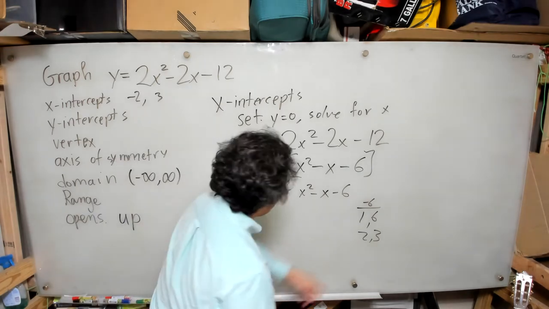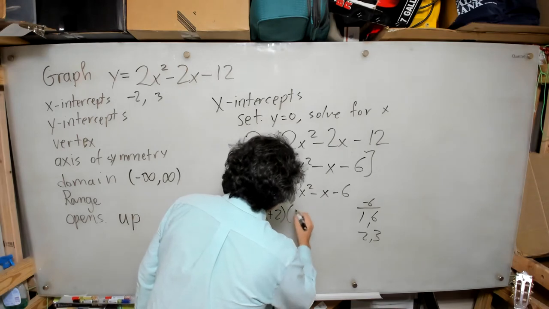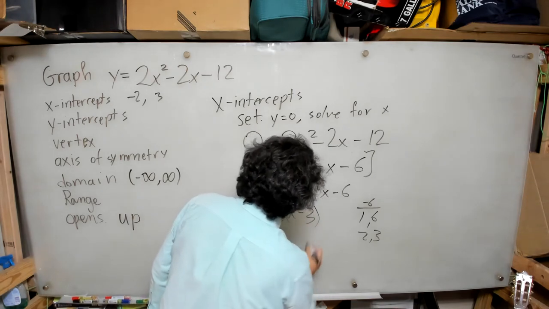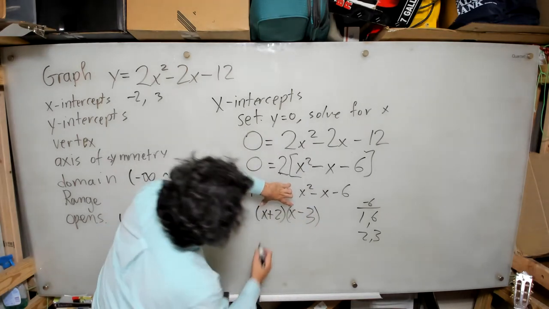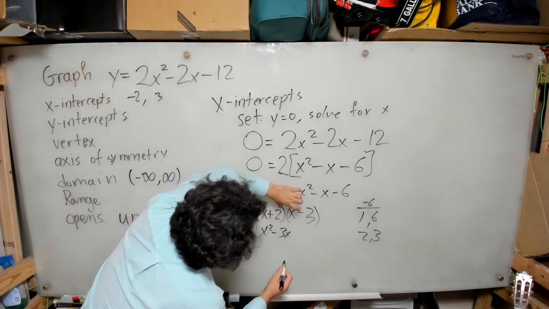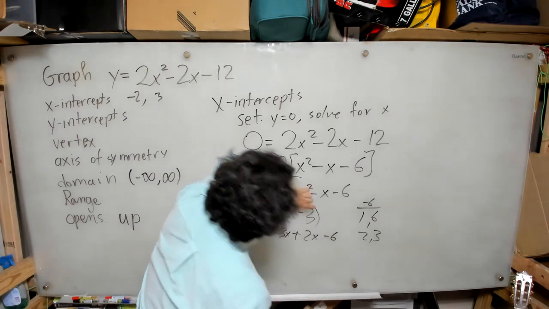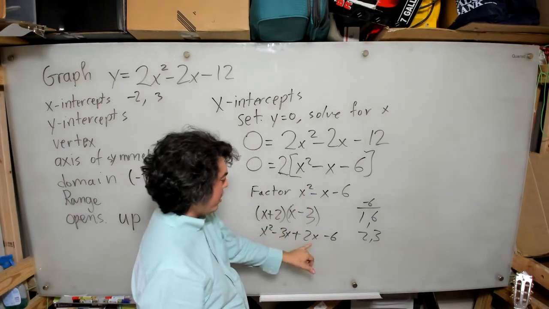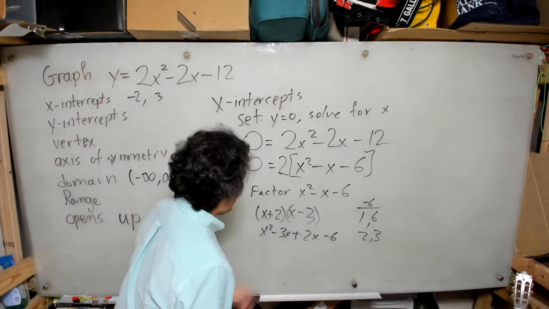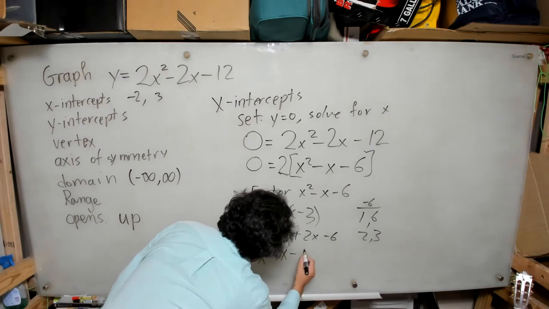Now I'm going to use this one. x plus 2 times x minus 3. Let's look at this one. So x times x is x squared. x times minus 3 is minus 3x plus 2x here, and then minus 6. Negative 3x plus 2x, aha, that's the minus x. So this is the factorization, x squared minus x minus 6.